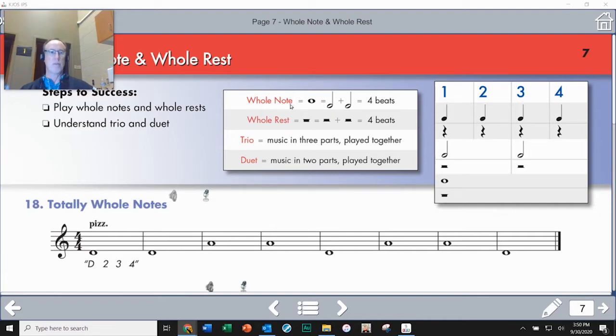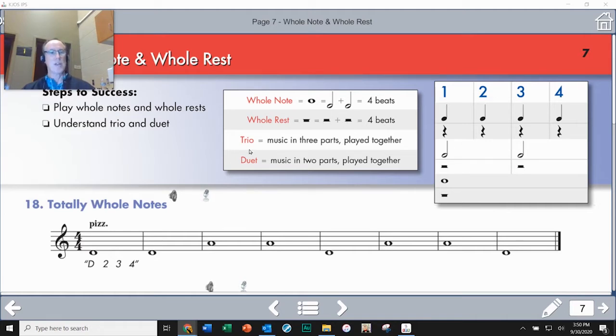A whole note is played for 4 beats, so it's a long note. It's like putting 2 half notes together, which is 2 plus 2, 4 beats. Now there is such a thing as a whole rest, and that's an upside down rectangle. You might remember that a half rest is a rectangle that has a line on the bottom, and so 2 of those would equal 4 beats. So it's just a little illustration there.